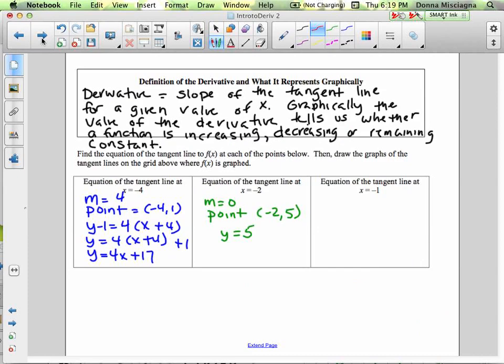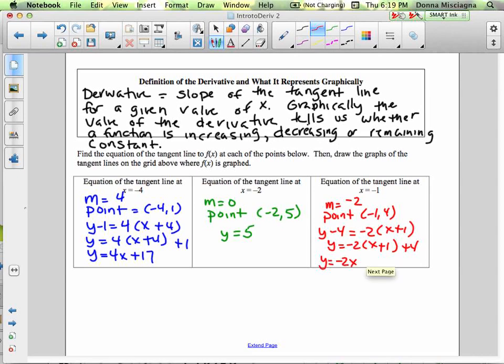Right, so we have the slope was negative 2, and the point was (-1, 4). So then the equation of the tangent line at that point would be y minus 4 equals negative 2 times (x plus 1). Distribute the negative 2. If we isolate y, we have y equals negative 2 times (x plus 1) plus 4. And if we want to write it in slope-intercept form, that would be y equals negative 2x, negative 2 plus 4, that's going to be plus 2.